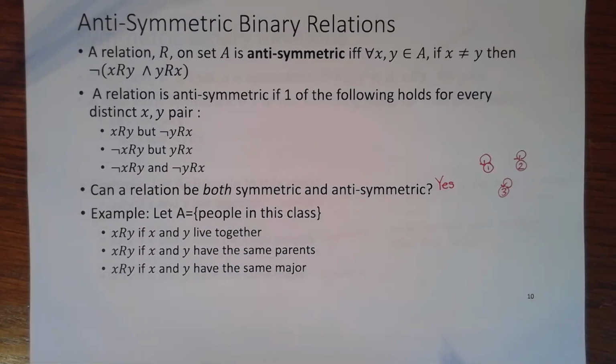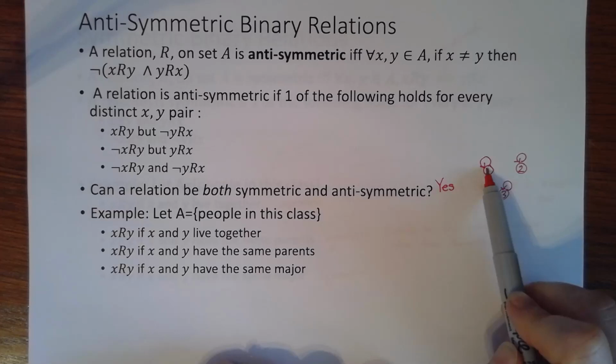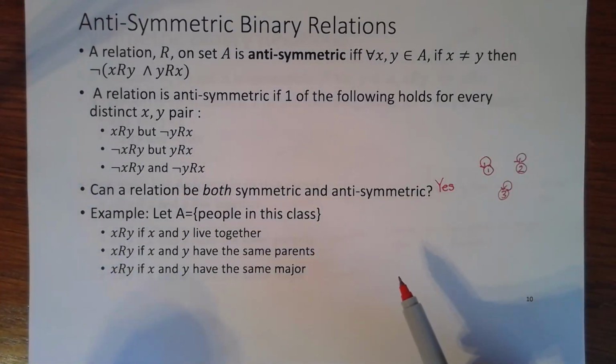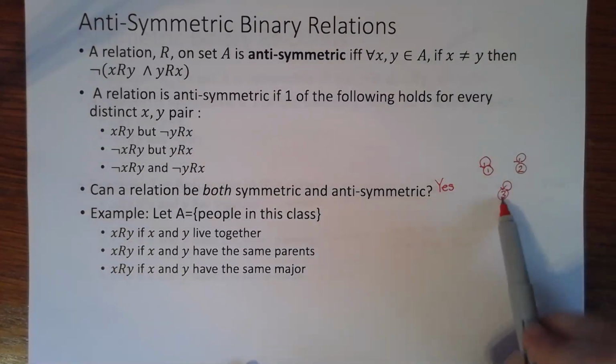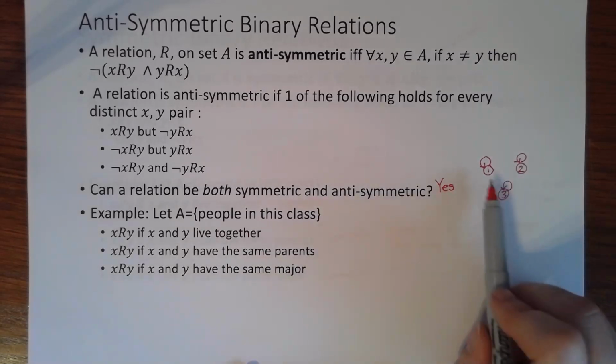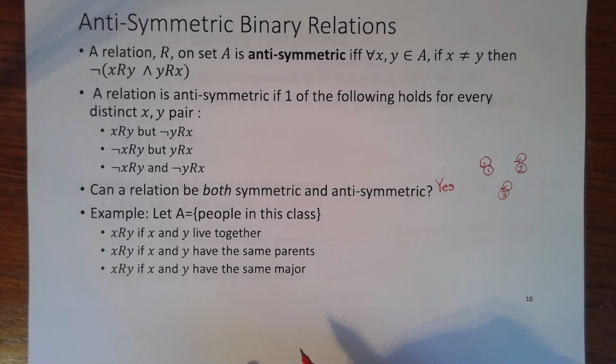Okay, but it's also symmetric because every time x is related to y, like 1 is related to 1, then y is related to x, 1 is related to 1. So if all I have is self-loops, that's still symmetric. So these are both symmetric and anti-symmetric at the same time.